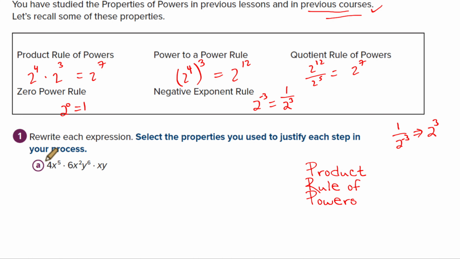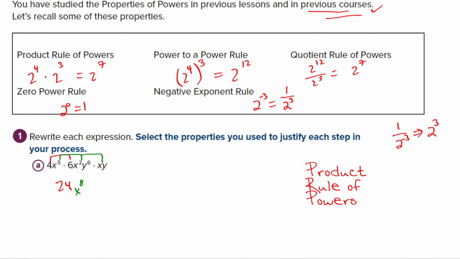The first thing I'm going to do is deal with these regular old numbers. So it's just 4 times 6. That's 24. Easy enough. Now I'm going to deal with all of the x's. We have 5 x's here, 2 x's here, and 1 x here. The product rule of powers says that we can add those exponents. So we're going to have 5 plus 2 plus 1 more here. You can write the 1 if it helps you out, but that's going to be 8 total x's.